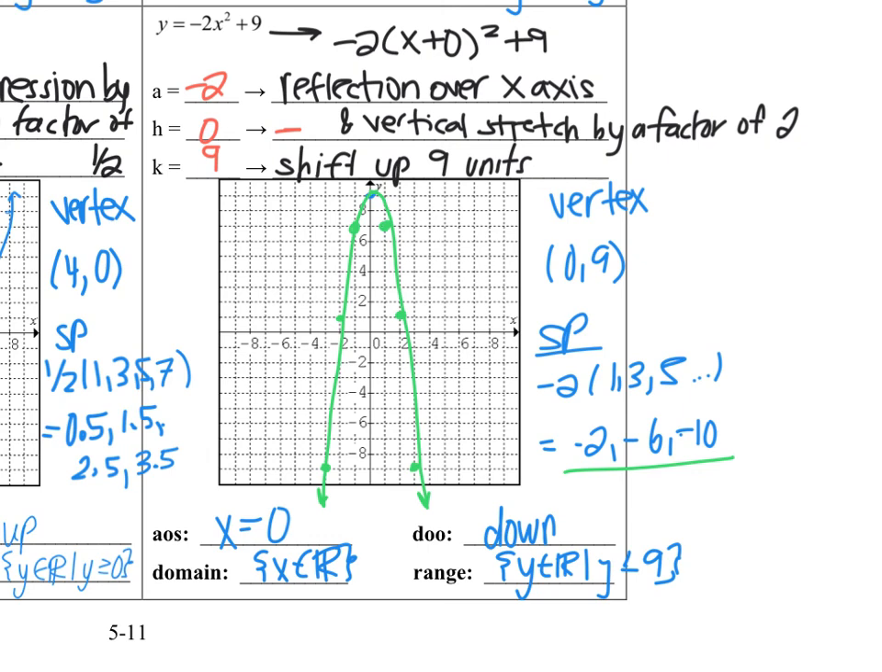Last features, the axis of symmetry is at x equals 0. Again, the x-coordinate of the vertex. It's opening down because a was negative. The domain was x is an element of real numbers, because x can be anything for any parabola, and the range depends on the vertex, which has a y-coordinate of 9. So y has to be less than or equal to 9 because our parabola is opening downwards, and that vertex is a maximum. And that's it for graphing.